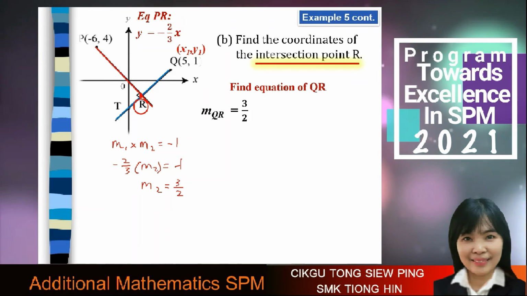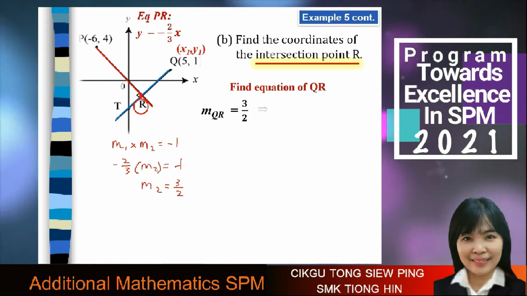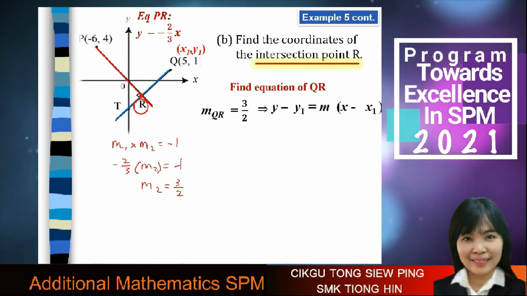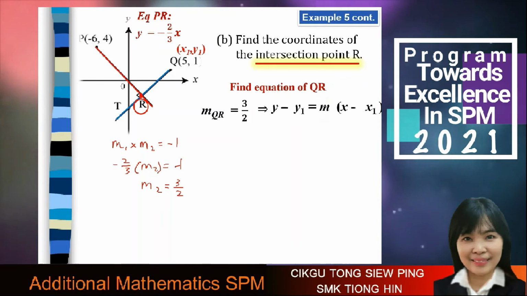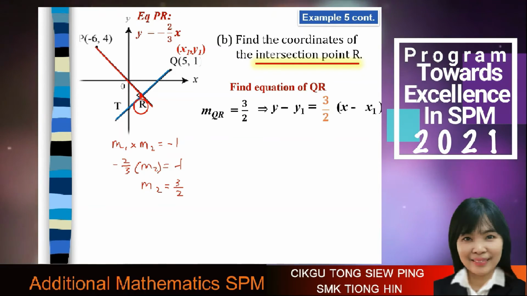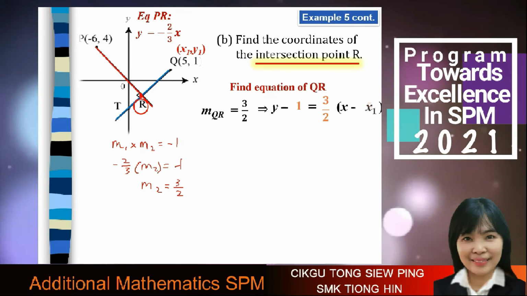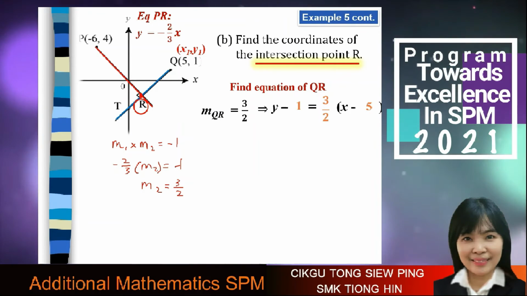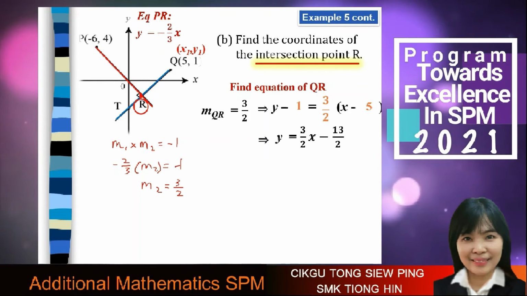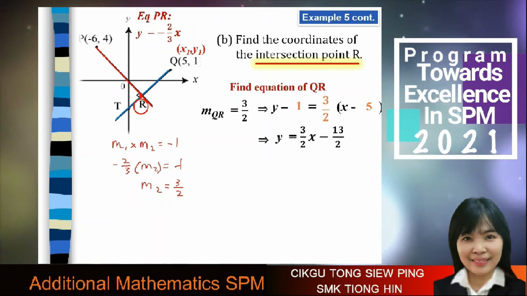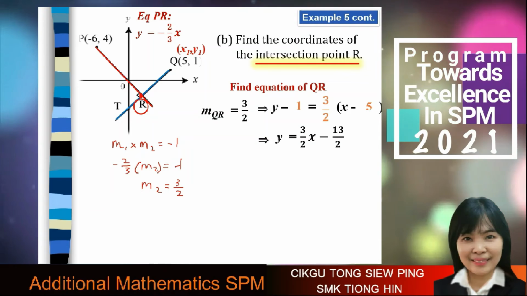Now we let the coordinates of Q be x1, y1. Then we use this equation, substitute in the values accordingly. m equal to 3/2, x1, the x value of Q is 5, and the y value is 1. Okay, rearrange this. We get y equal to 3/2x minus 13/2. This is the equation of the line QR.